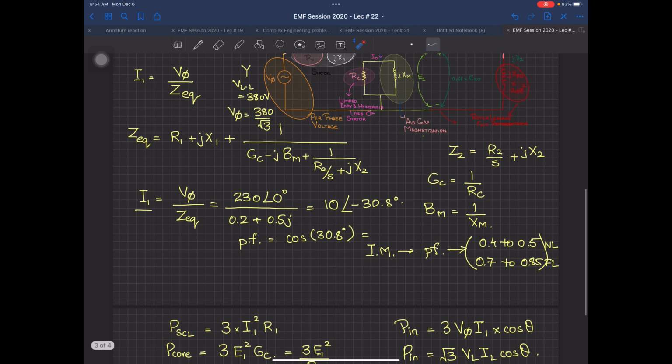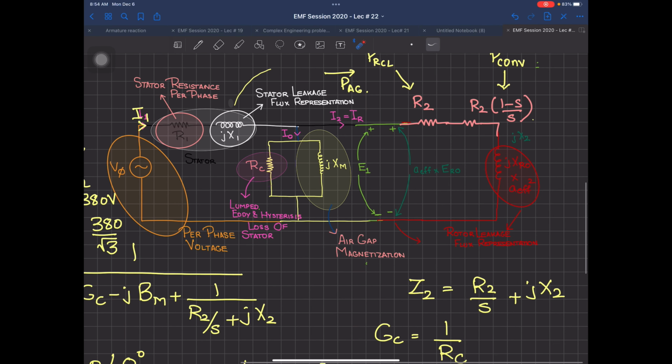So now you can have the equivalent circuit written in this form. Previously it was just R2 by S. Now this is R2 plus this value over here, that is R2 (1 minus S) over S. So this is your mechanical power converted.